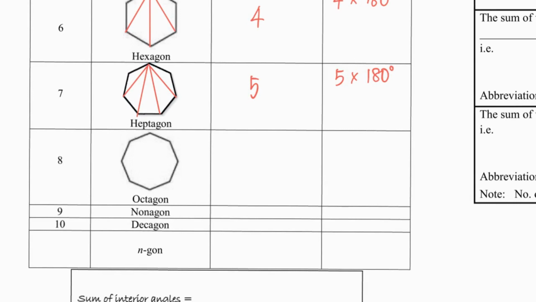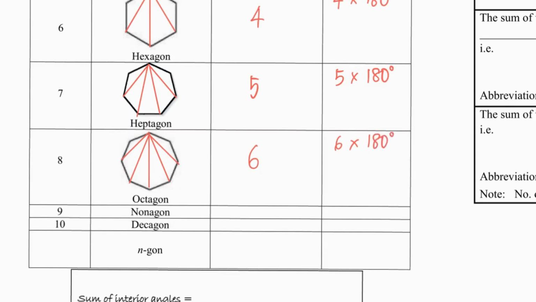Octagon is an 8-sided figure. 1. 2 triangles. 3 triangles. 4 triangles. Wait a minute, I can make one more. 5. 1, 2, 3, 4, 5. 6. 6 triangles. So it's 6 times 180 degrees.